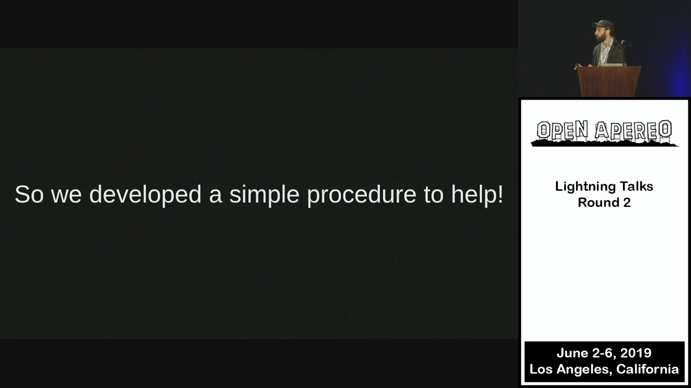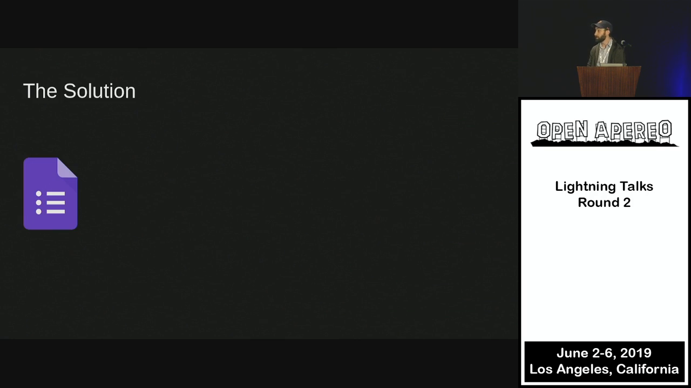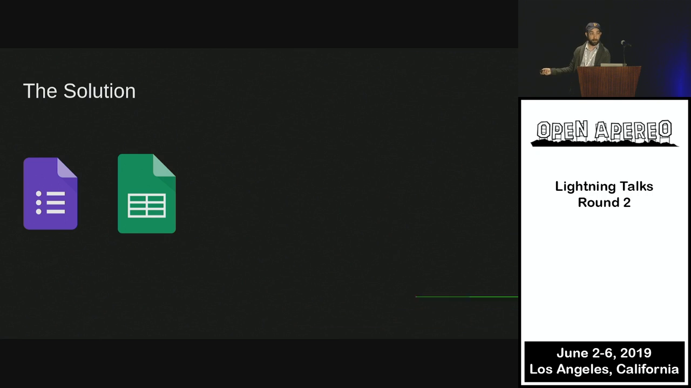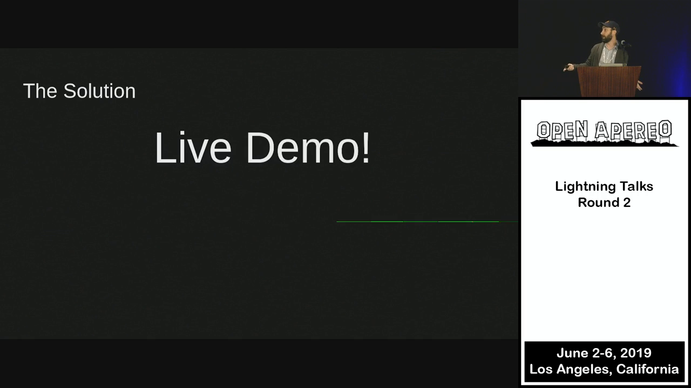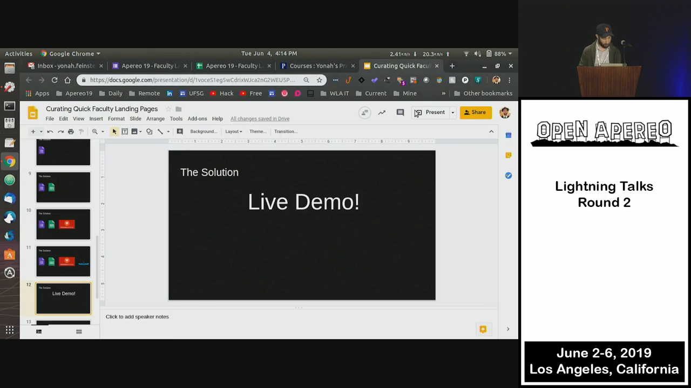So we developed a simple procedure to help them, which is making a Google form. It's five questions that push to a data set in a Google Sheet, which we then use a mail merge application on. It's got a free version as well as a paid version. We've got a paid license. And then we push it to Sakai. So I'm going to show you how this works really quickly.